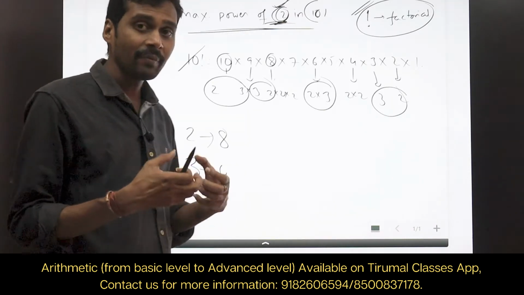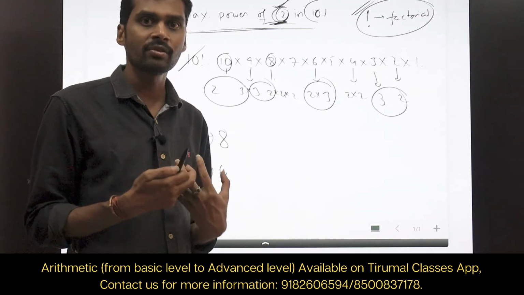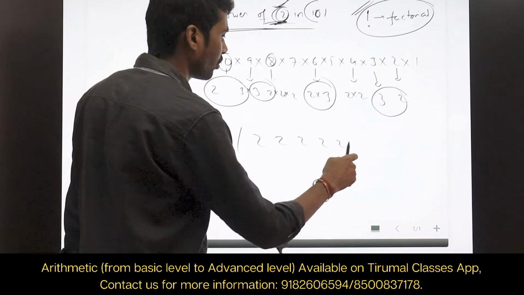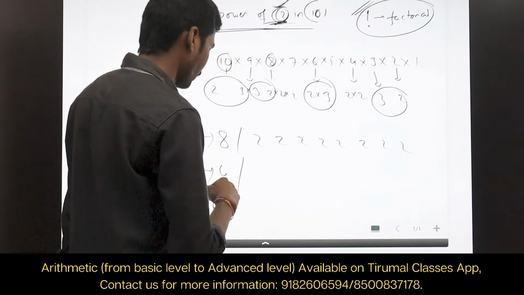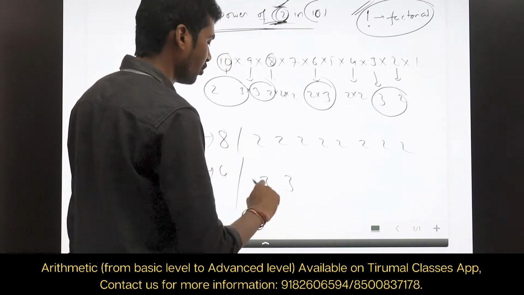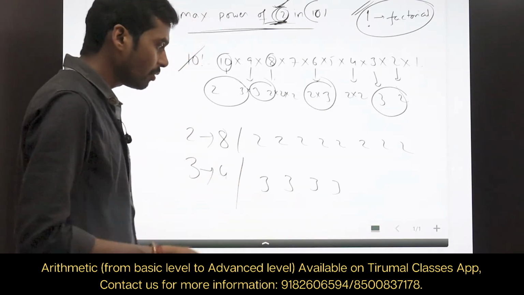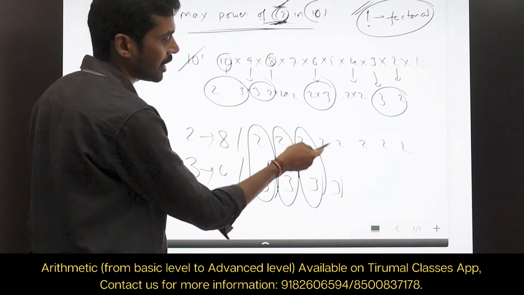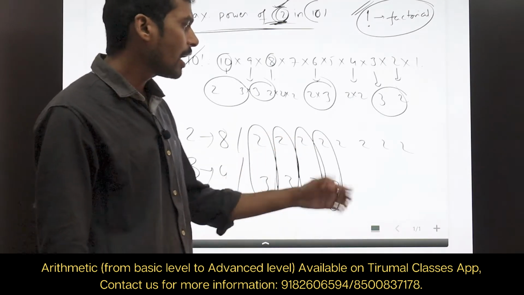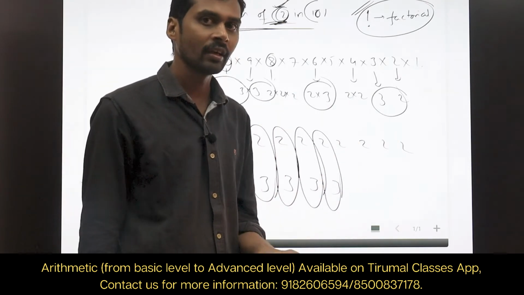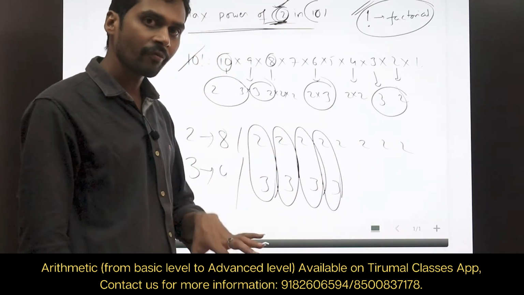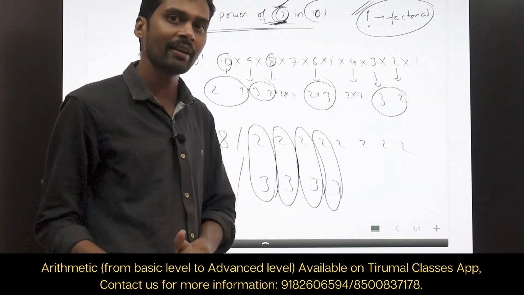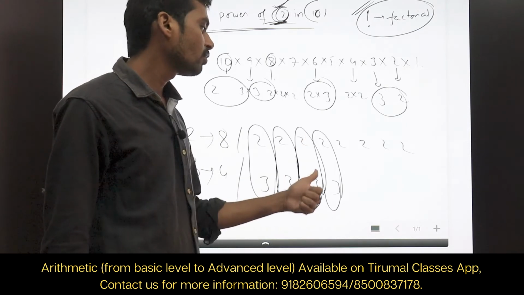See, I require both the numbers, 2 and 3. So 8 twos: 1, 2, 3, 4, 5, 6, 7, 8. And 4 threes means that I require both the numbers, so I should take this one, this one, this one, this one. Even though I have more 2's, I don't consider it. Because I need to get 6, and from where do I get 6? From 2 into 3 only. If I have both the numbers 2 and 3, then only I will get that. So 2 into 3, 2 into 3, 2 into 3, 2 into 3.